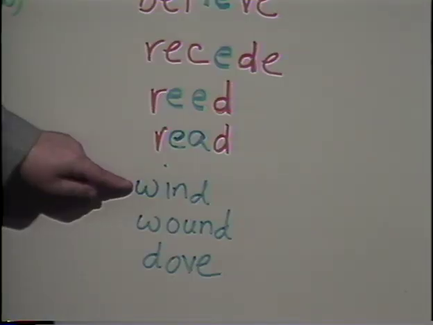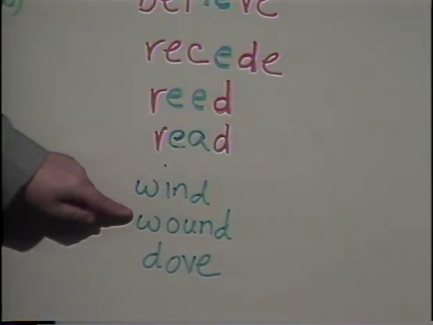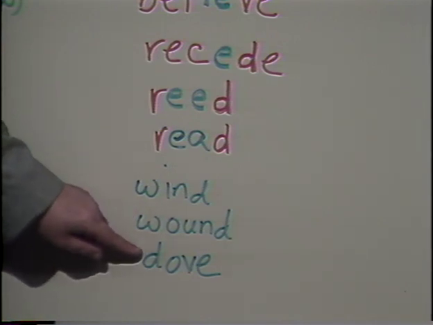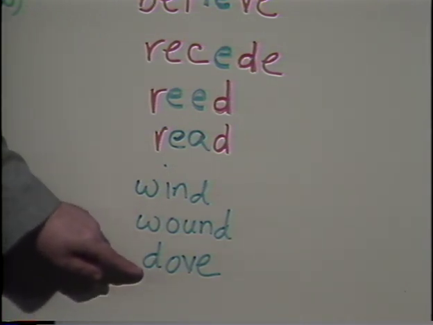How about this word over here? Is it wind or is it wind? Wound or wound? As a noun, this is a bird called the dove. As a verb, it's the past tense of dive, and it's pronounced dove.